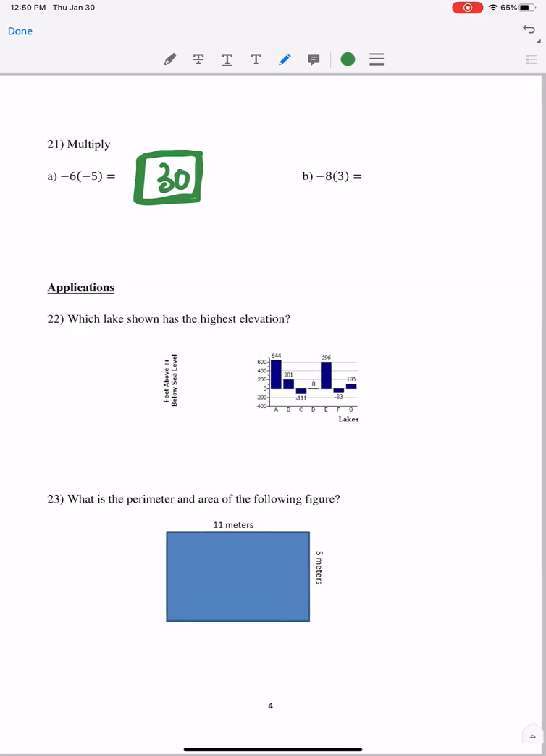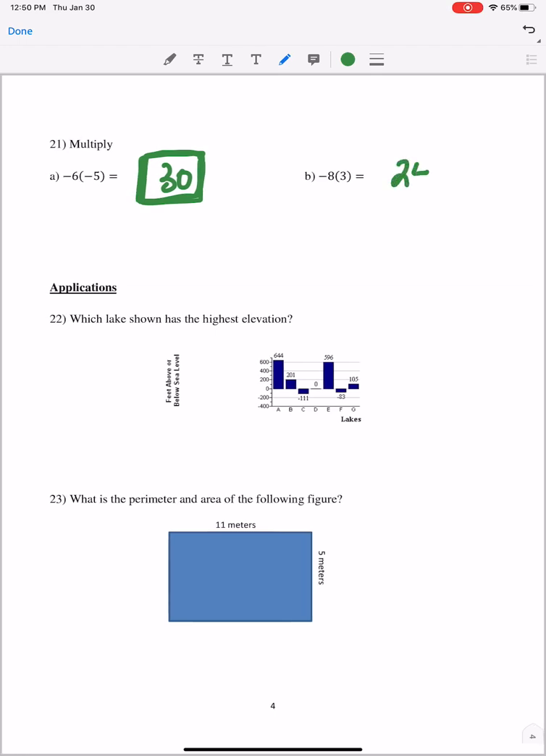B, 8 times 3 is 24. It has nothing to do with the 8 being a bigger number. Because they are different signs, it makes this answer negative. Same rules apply for division.